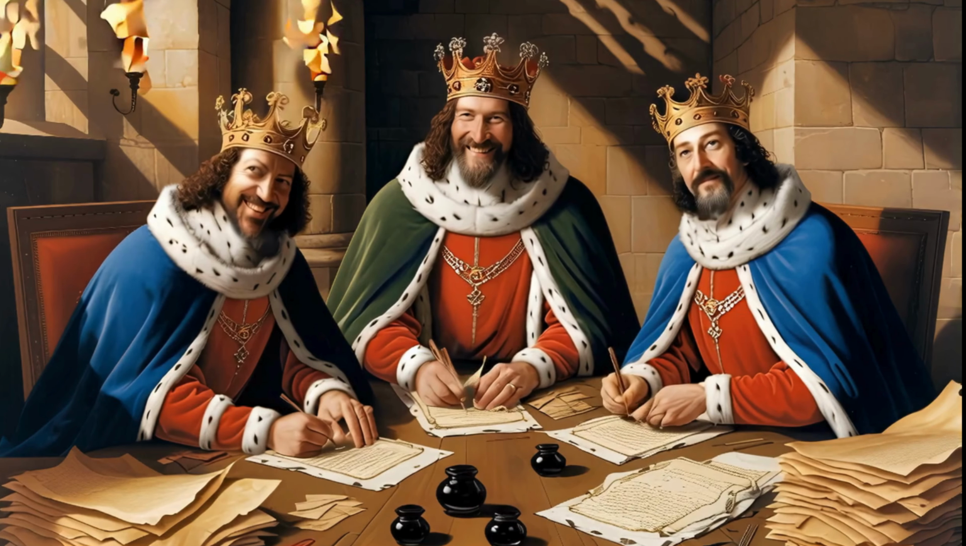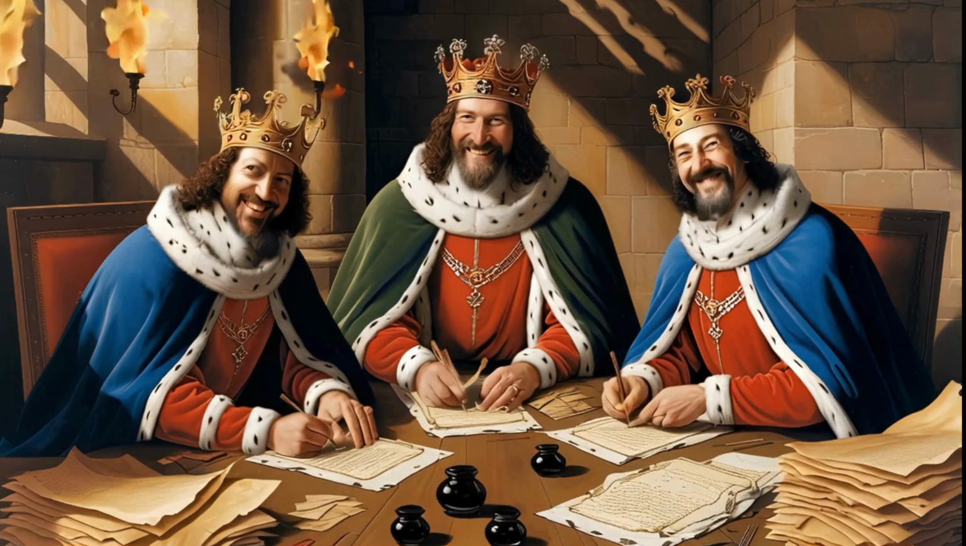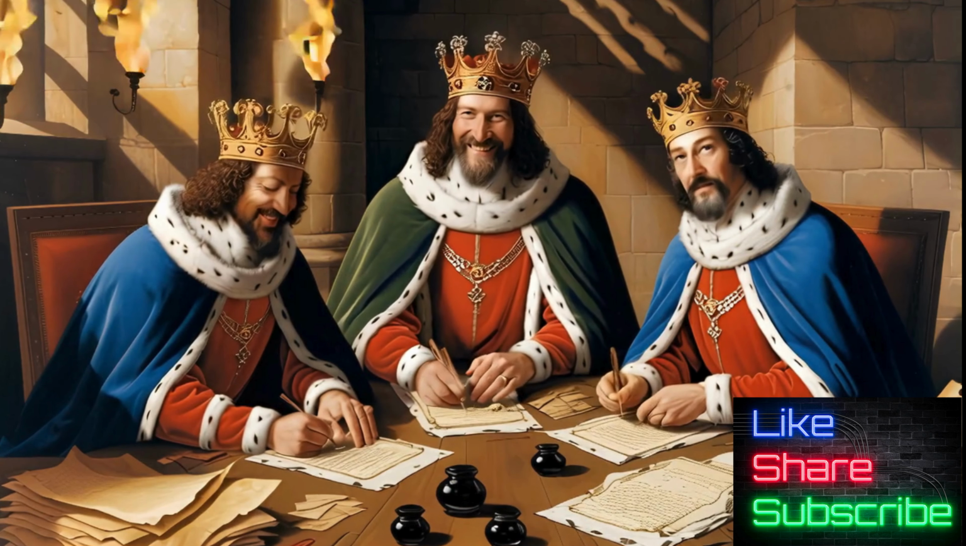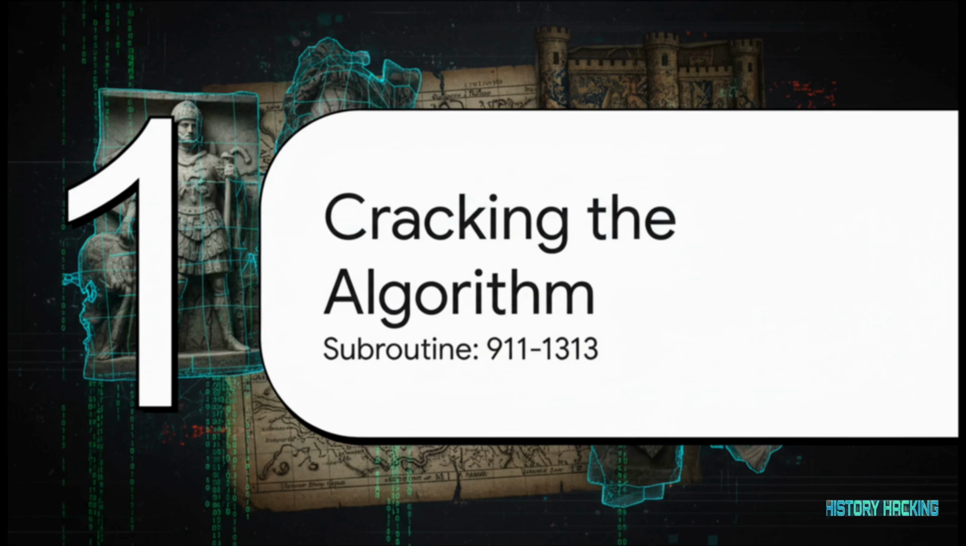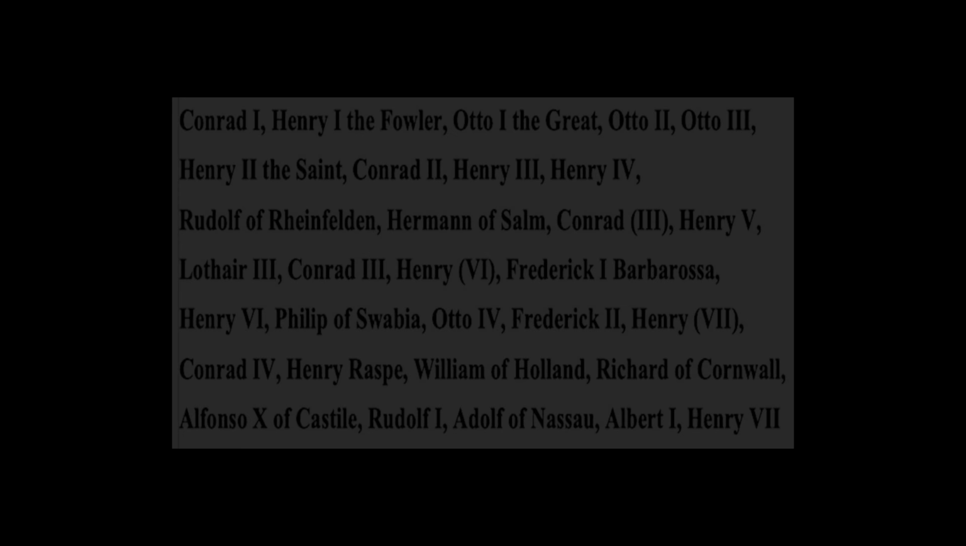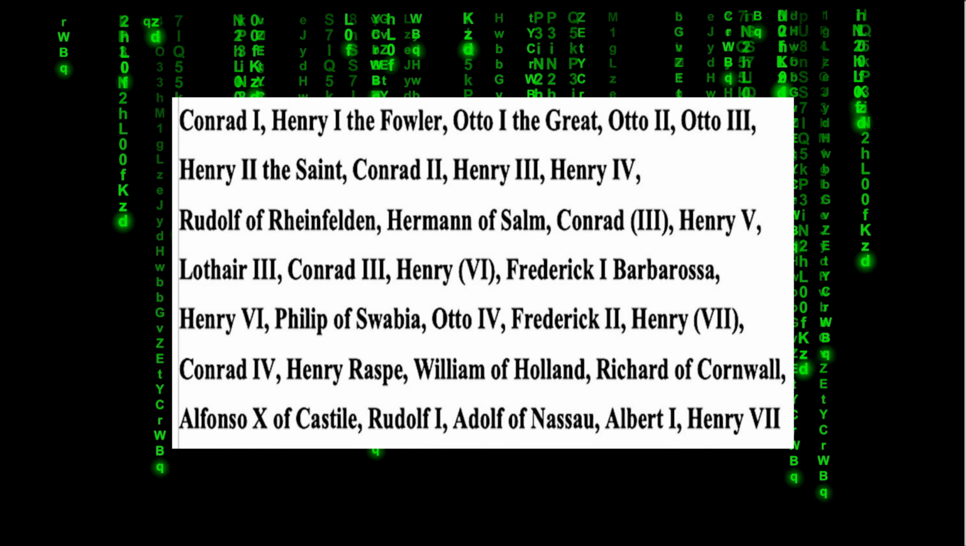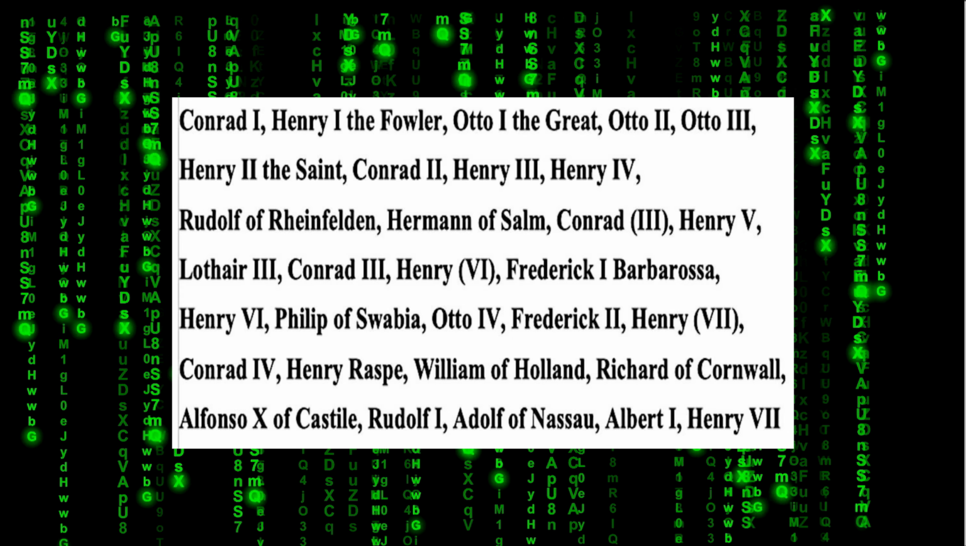You know how it works when you're trying to crack a code, right? You don't just go after the whole system at once. You find one piece, one repeatable function, a subroutine, and you pull it apart. And that's exactly what we're going to do. We're targeting a specific 400-year chunk of historical data, our subroutine, running from the year 911 to 1313. And here it is, the succession of Roman-German kings for that period.